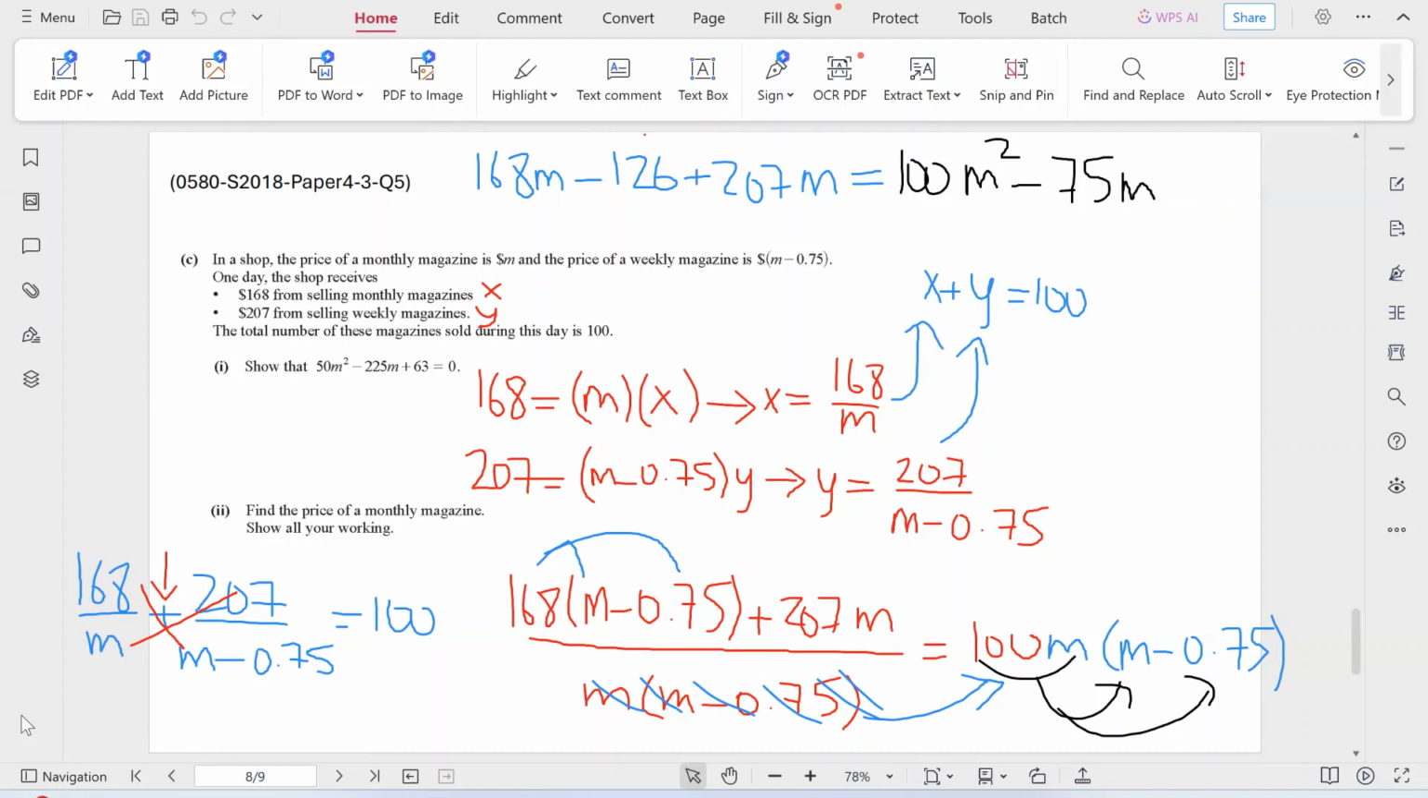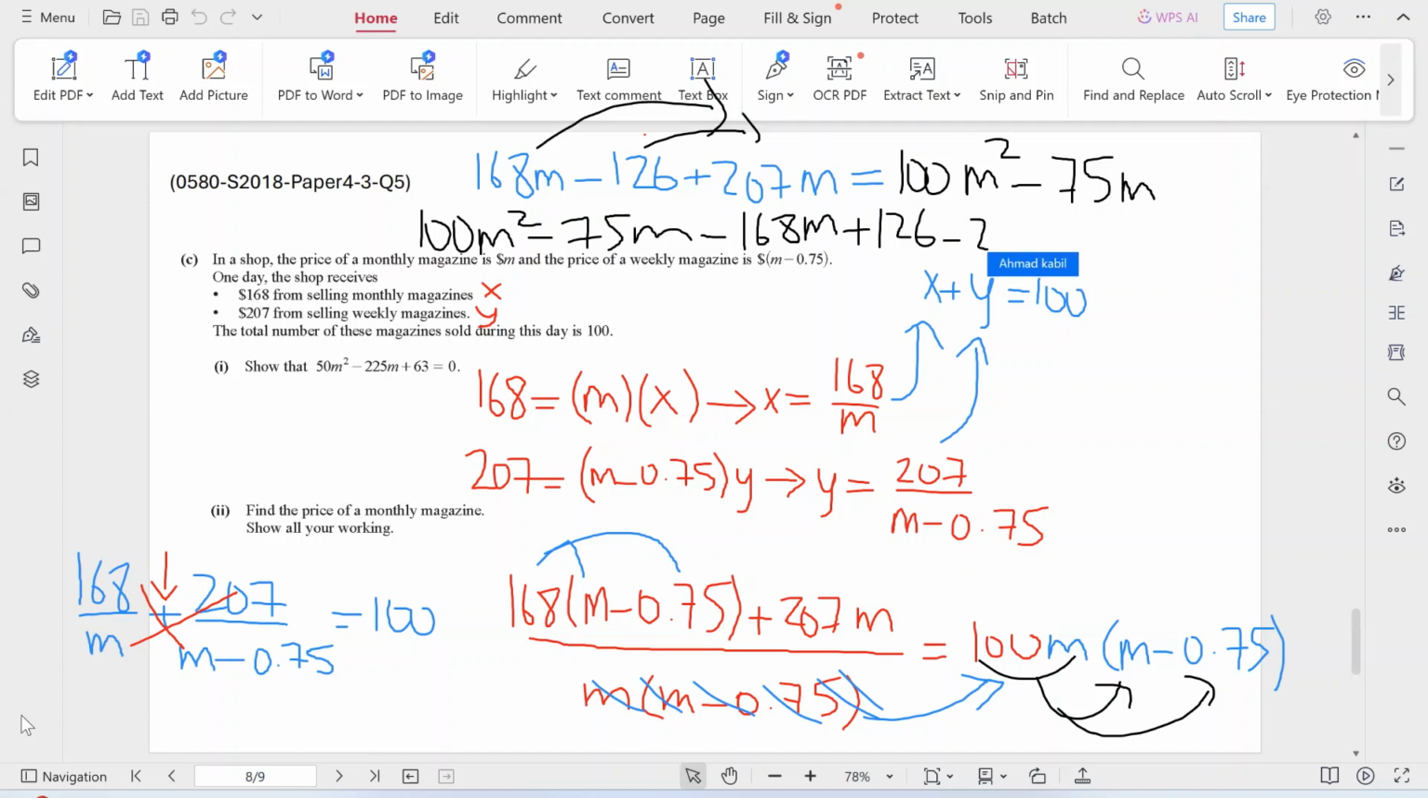Next, we take the left-hand side and put it in the right-hand side. And we change the signs, of course. I'm going to start by writing the right-hand side first so that I get a positive m squared here. So 100 m squared minus 75 m. And then we start transferring the left-hand side to the right. And we change the sign of each, of course. So we have here minus 168 m plus 126 minus 207 m equals 0.